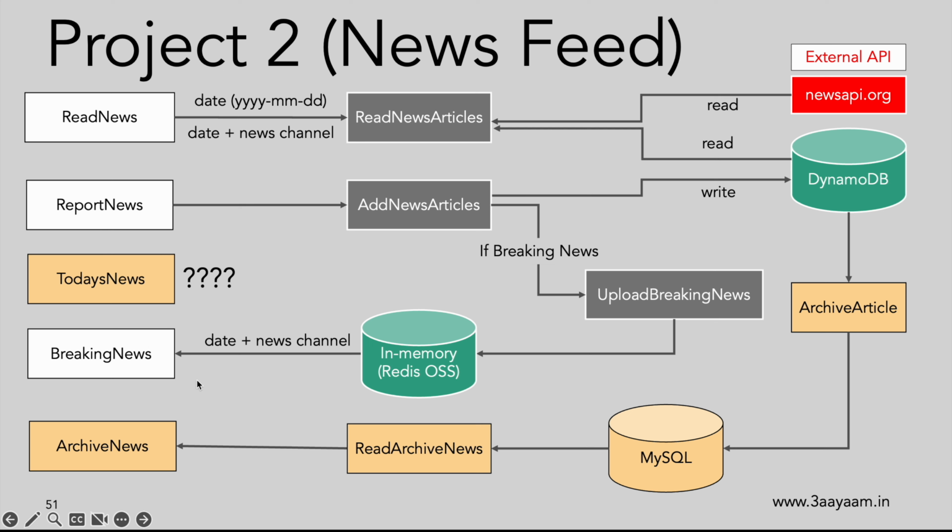Then you have breaking news. Breaking news would be another endpoint and it will read directly from the database. And then we have archive news also. There are users who want to read news for a particular date across the channels or for a particular channel.